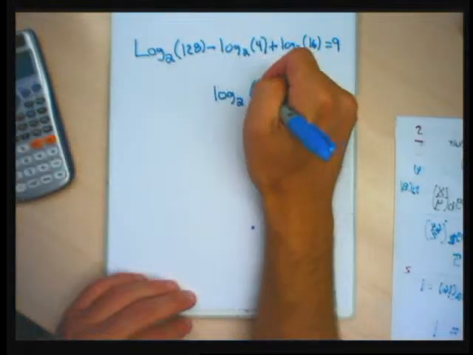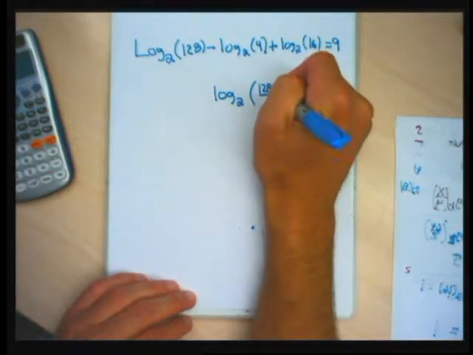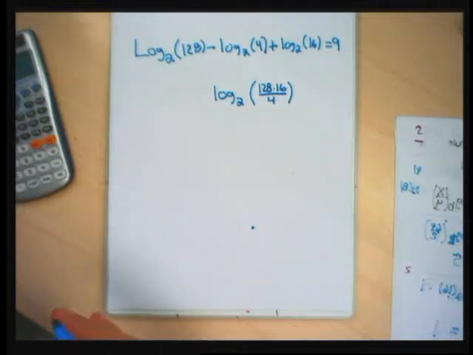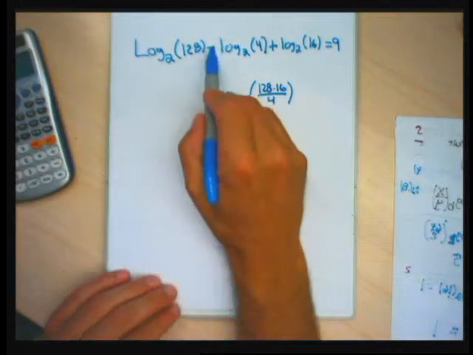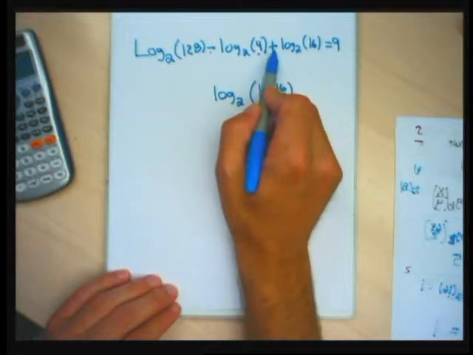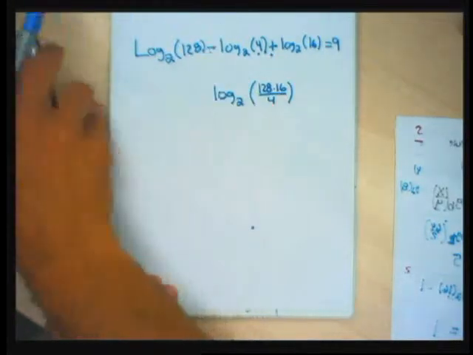And I'll talk about that in a second, but I claim that this is going to work. 128 times 16 over 4. That's also going to give me 9. So when I'm condensing from multiple logs into one logarithm, if I have to use the minus to divide rule, if a logarithm has a minus in front of it, its argument winds up in the denominator. If a logarithm has a plus in front of it, its argument winds up in the numerator.